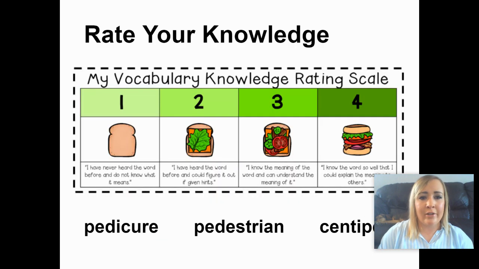So you could rate your knowledge. One, I don't know any of these words and I don't know what they mean. Two, I've heard the word before, could figure it out if somebody gave me a hint. Three, I know the meaning of the word and I can understand it. Or four, I know it so well that I could explain it to somebody else. So just to yourself, give yourself a 1, 2, 3, or 4.